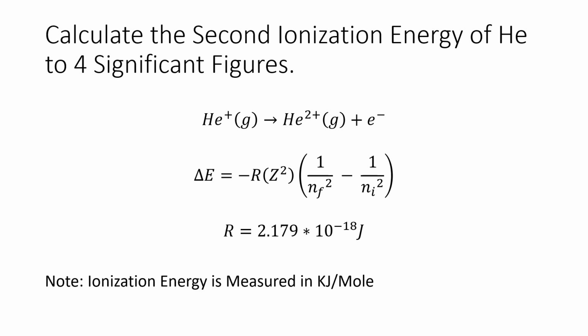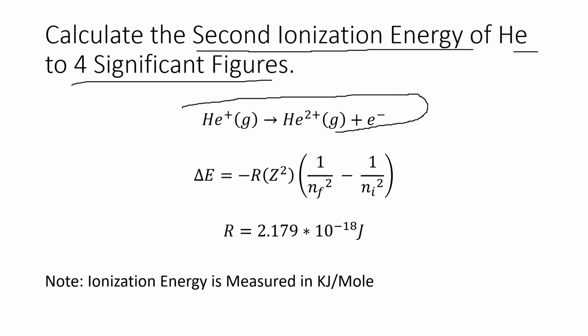The question wants us to calculate the second ionization energy of the helium atom to four significant figures. So here is the sort of equation that happens when you ionize a helium atom, specifically the second ionization of it, where it spits out an electron and becomes He2+. So knowing that it's He+, we can use a very good equation to figure out the second ionization energy.